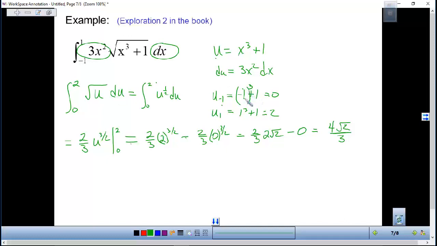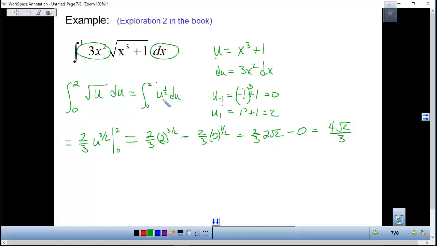Now, I went ahead and found my bounds in terms of u, and all I did was plug these values right here into this. So when I had x at -1, I had -1 cubed plus 1. Negative 1 cubed is -1. -1 plus 1 gives us 0. When I plug in 1, I get 1 cubed plus 1, which is going to give me 2. So we're integrating from 0 to 2.